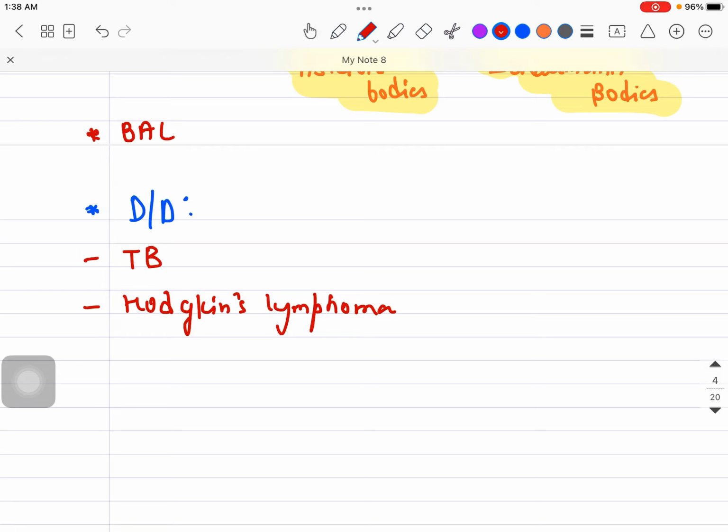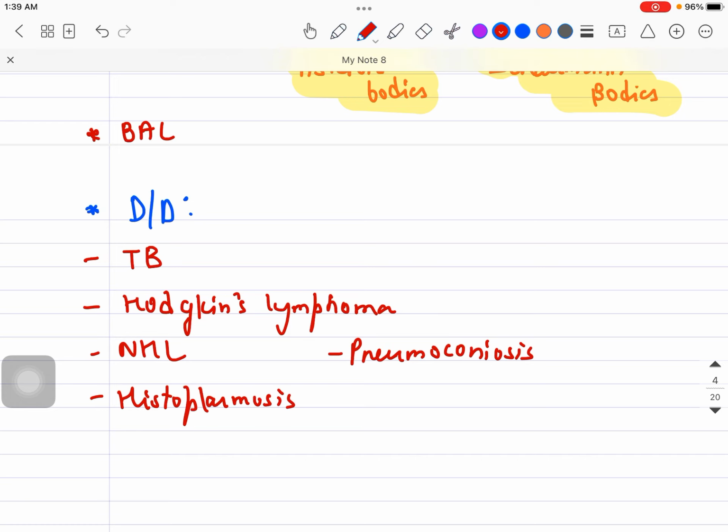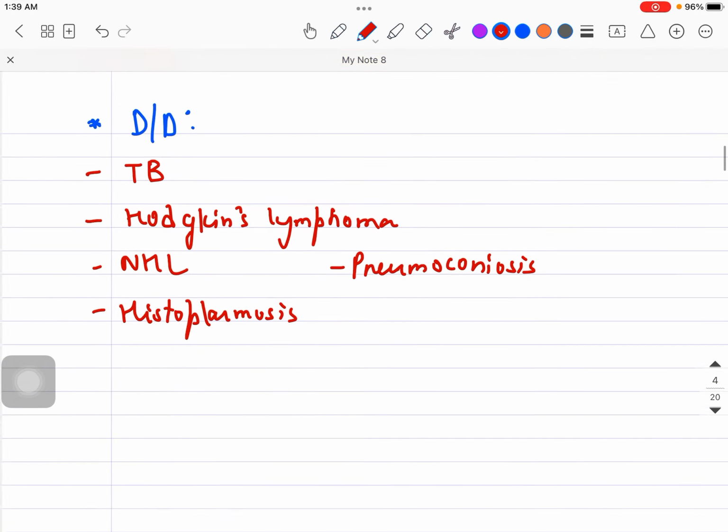And then there can be non-Hodgkin lymphoma, NHL. Pneumoconiosis can present like that, and the symptoms might be similar, but an occupational history can be there, like silica dust exposure in the patients. Granulomatous polyangiitis, histoplasmosis, right? These are some of the differentials as far as this particular disease is concerned.